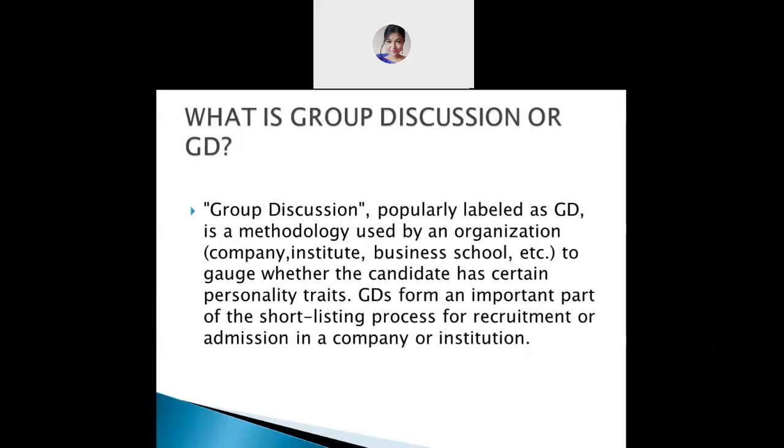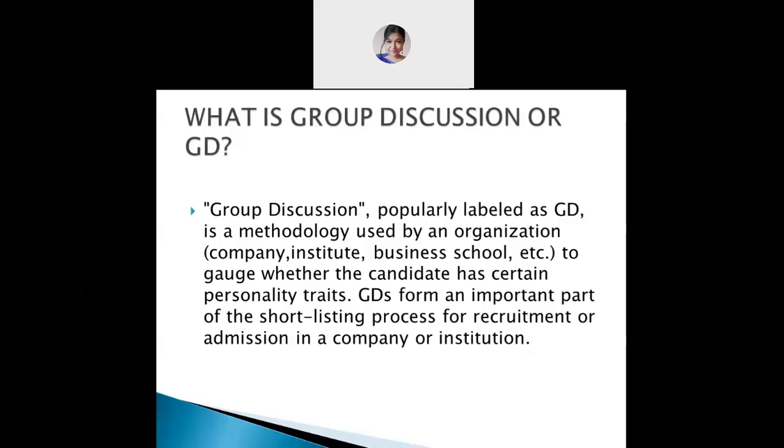Before that, let me tell you what you have to do in a group discussion. A topic is given, and you have to discuss that very topic. The topic might be related to politics, history, economy, or anything that is currently taking place. The topic will not be given to you days before.